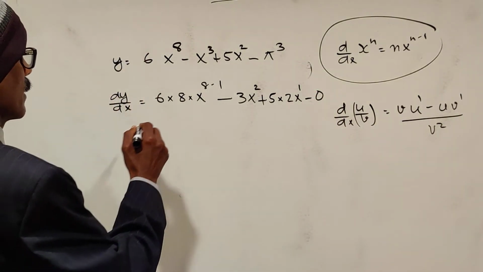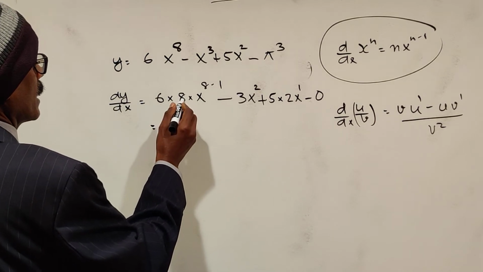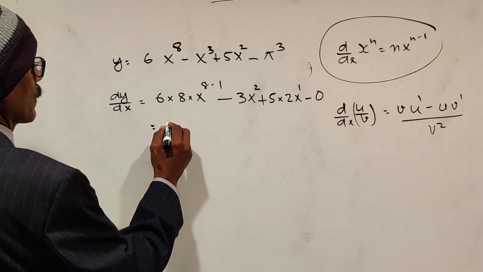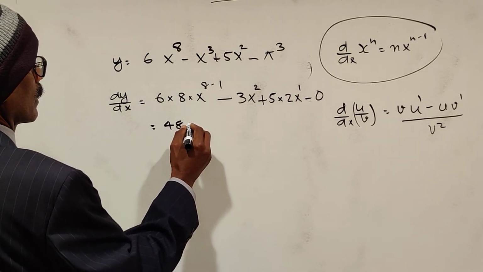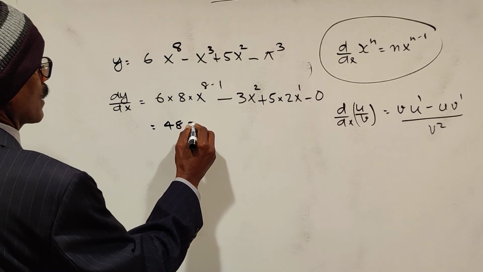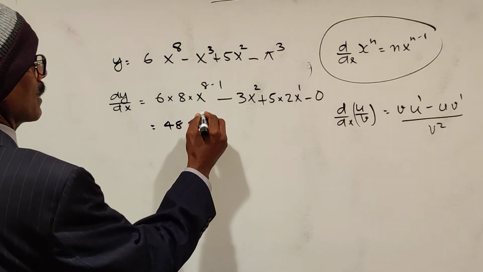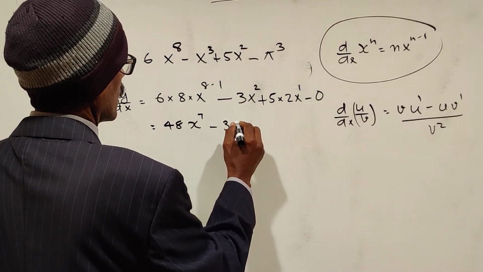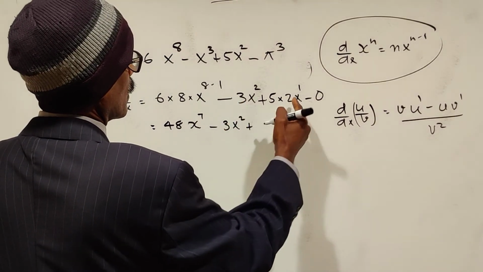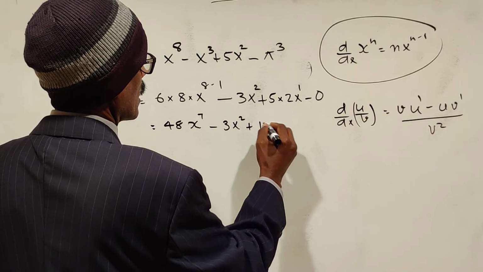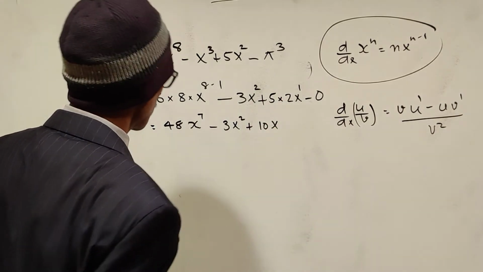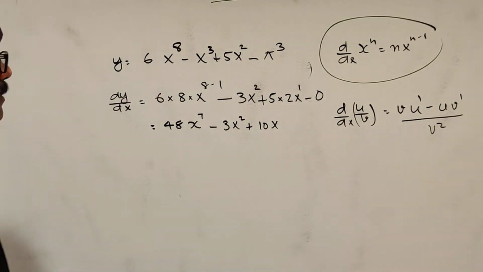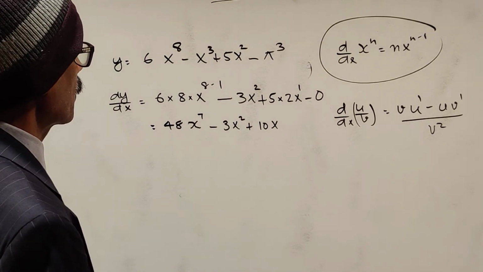So then simplify. 6 times 8 is 48, times x to the power 8 minus 1, 7, minus 3x square, plus 5 times 2, 10x. That is the answer: 48x raised to 7 minus 3x square plus 10x.